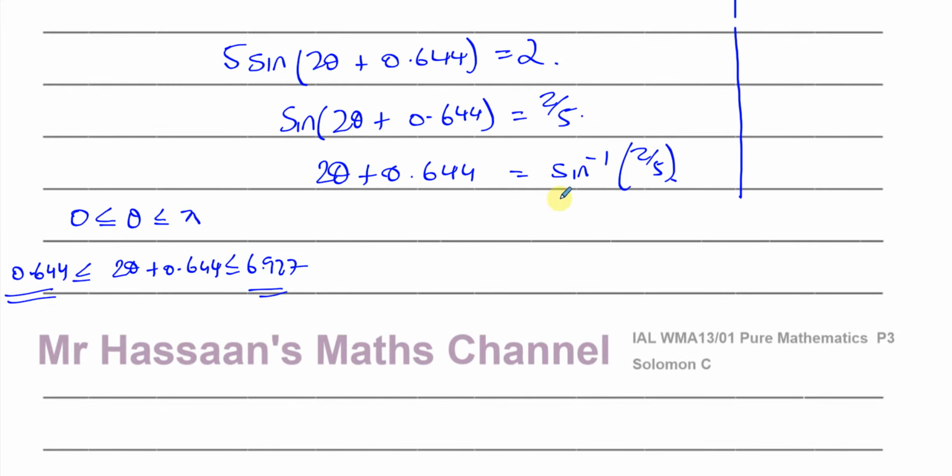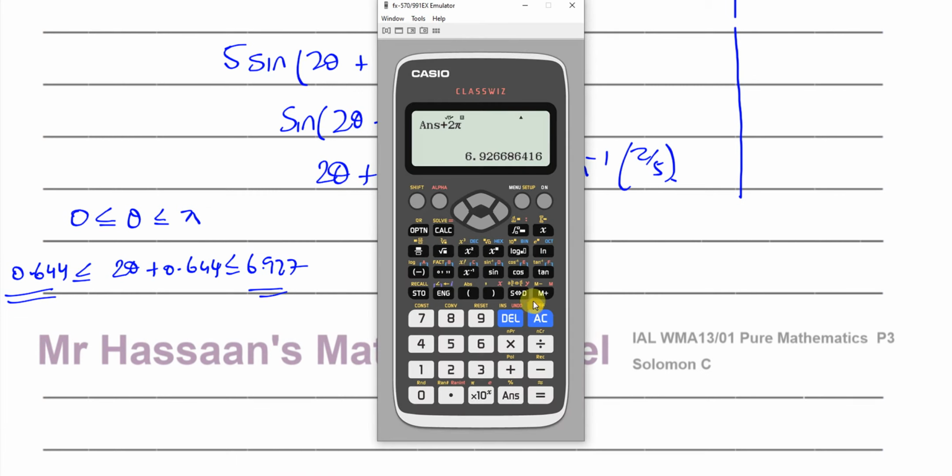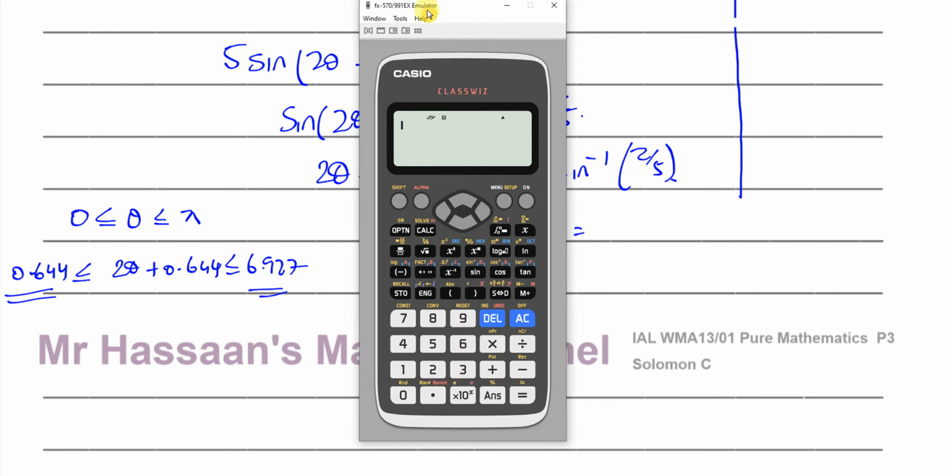So first, as I said, I have to find inverse sine of 2/5. So that means 2 theta plus 0.644 is equal to inverse sine of 2/5. So that's the first thing I have to do. Inverse sine of 2/5.